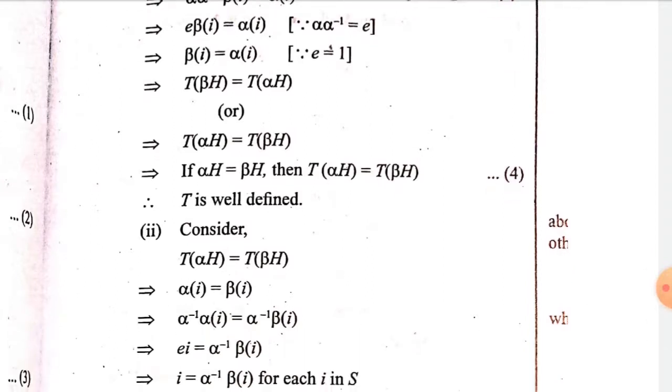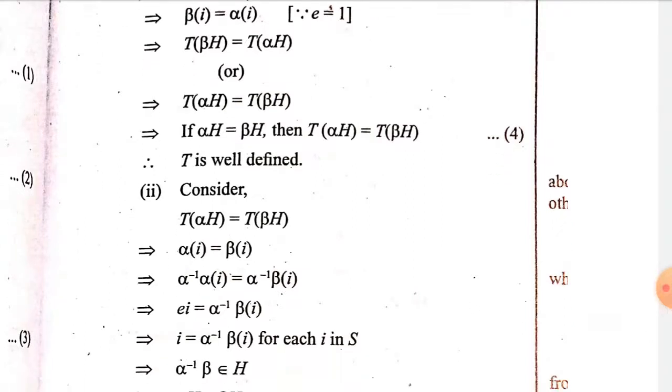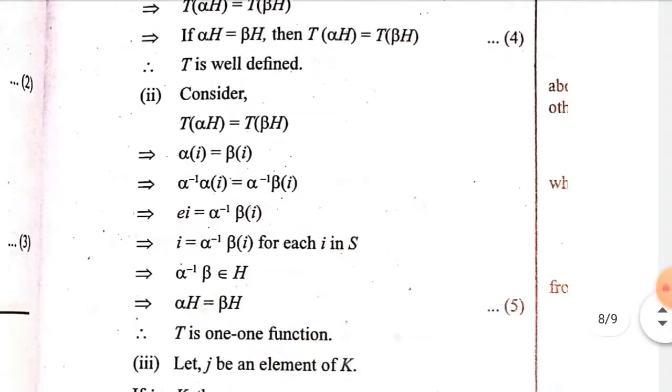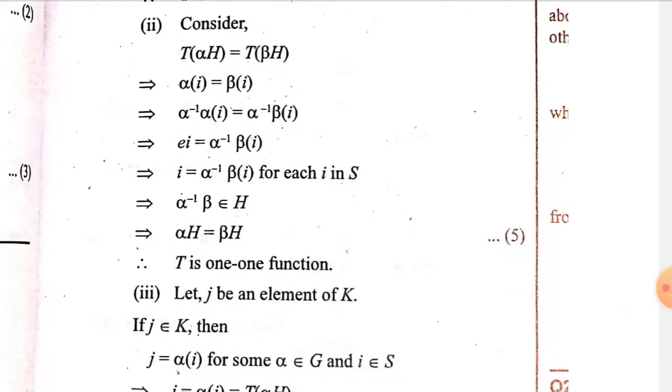Now to prove the second condition, we have to prove it is 1-1, which is the reverse of the well-defined form. We take T of alpha H equals T of beta H. At last we have to prove alpha H equals beta H.